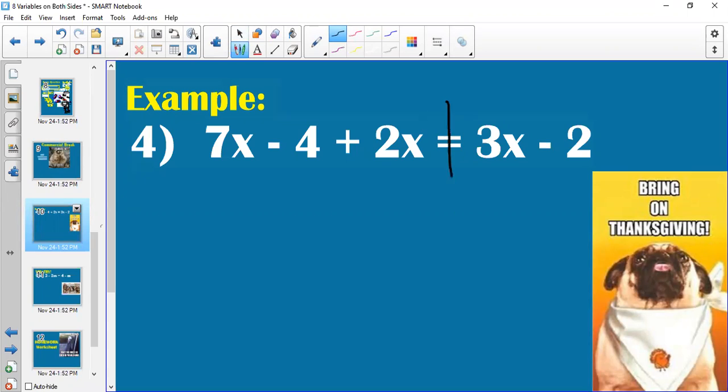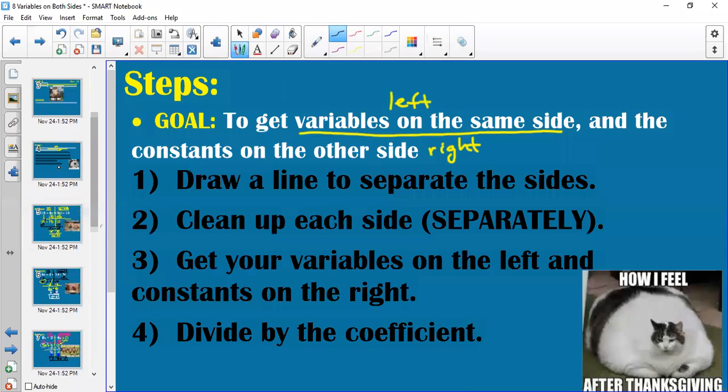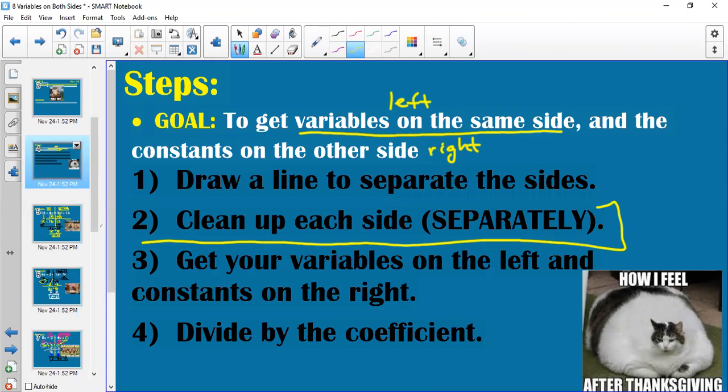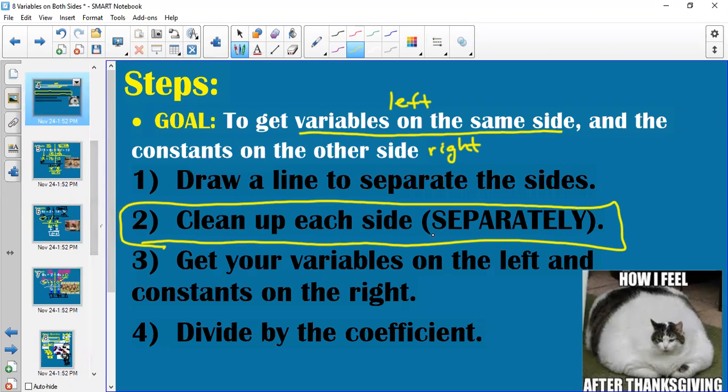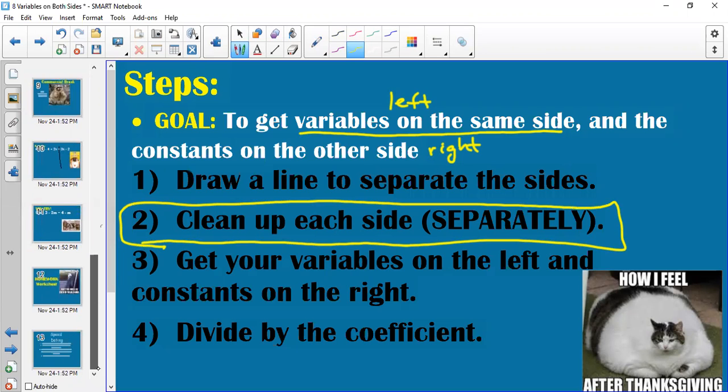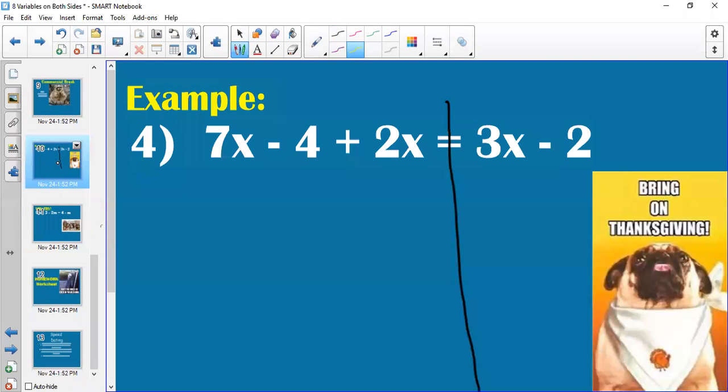The only difference is that on all the other ones, we skipped step 2, cleaning up each side separately, because we didn't have to. These last 2 questions are going to have that in the problem. So we should have 2 items on each side of our equation. Right now, our left side obviously does not have 2 items, so this is the side that we need to clean up first.